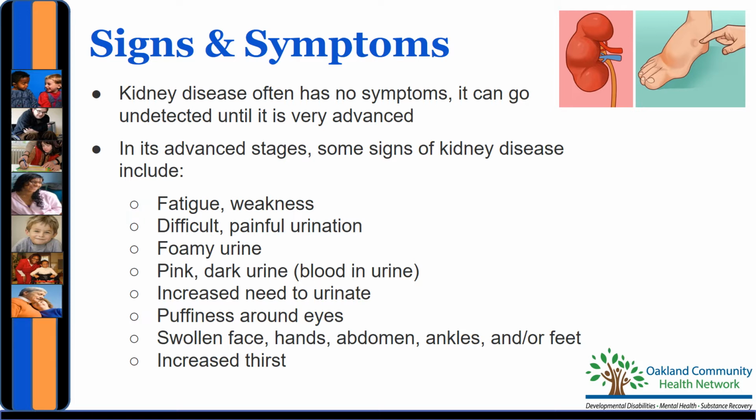In its advanced stages, some of the signs of kidney disease include fatigue, weakness, difficult or painful urination, foamy urine, pink, dark urine or blood in the urine, increased need to urinate, puffiness around the eyes, having a swollen face, swollen hands, enlarged abdomen, ankles and or feet, and increased thirst.